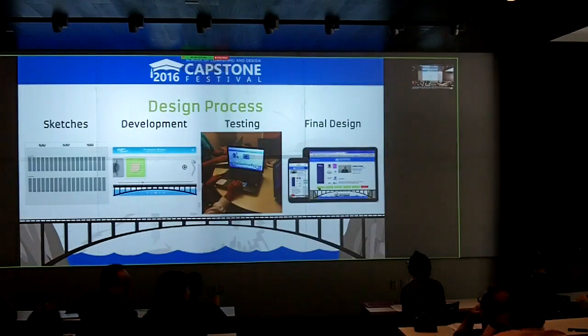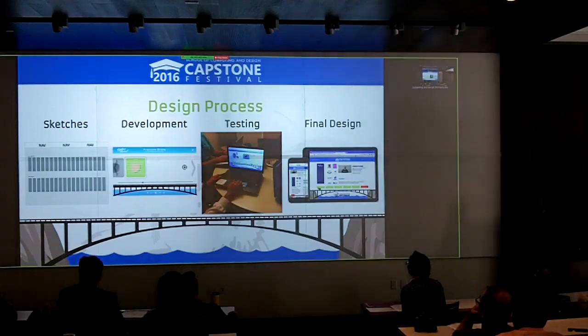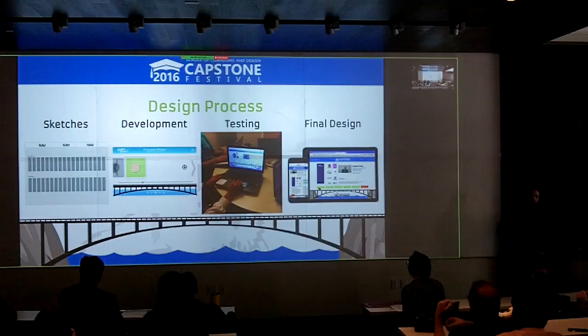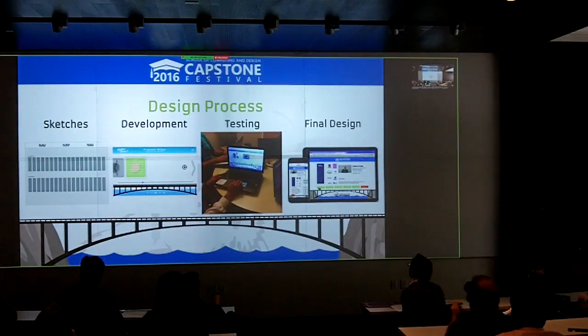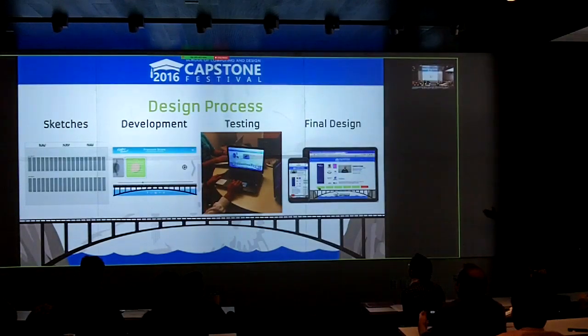My process started with sketching in Illustrator and some other tools. I actually didn't do anything by hand this time around. After doing some sketching and collaborating with other teammates and my client's mentor, we came up with some preliminary designs, and that was then tested and changed until we had our final product.